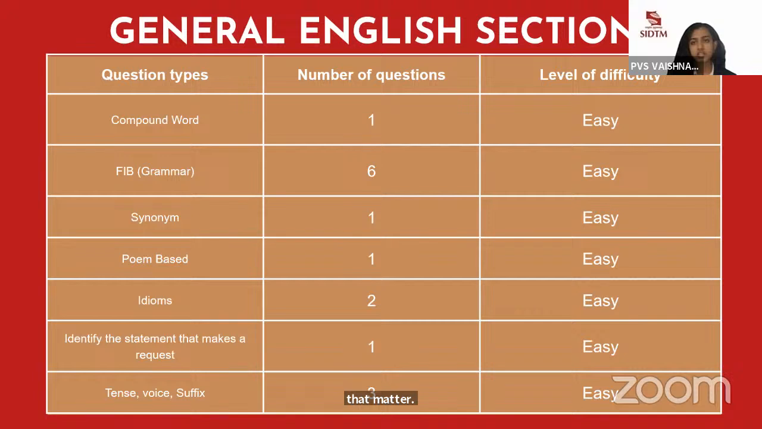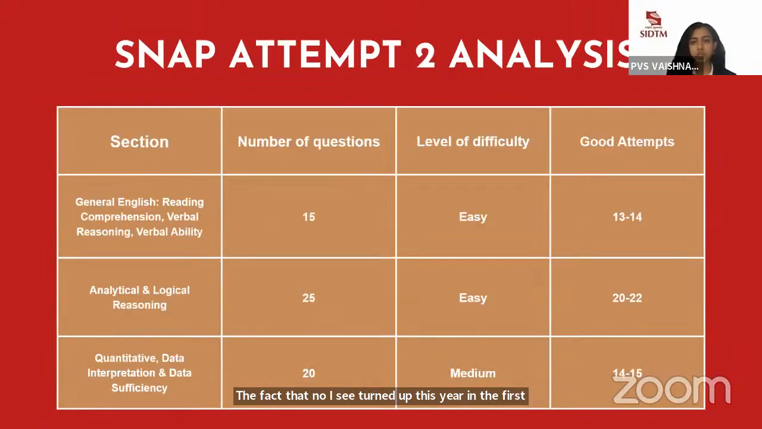Like the first slot, there were no RCs in the second slot as well, and all questions were on verbal ability. This was also a pretty grammar dominated slot, and there was one question which was from a poem, where one had to identify the line in which there was the correct order of words. So that is something that turned up. And in grammar, aspirants were tested on their knowledge in terms of parts of speech, tenses, active, passive, suffixes, etc. The fact that no RCs turned up this year in the first 2 slots made it less time consuming. And so overall, about 13 to 14 attempts could be considered like good attempts for this section, considering the level of difficulty.